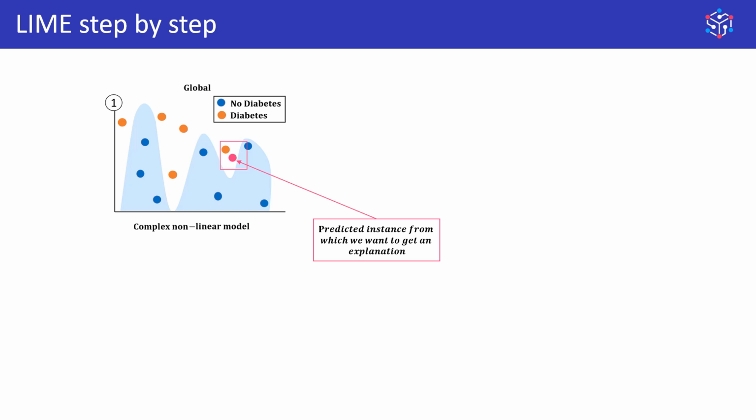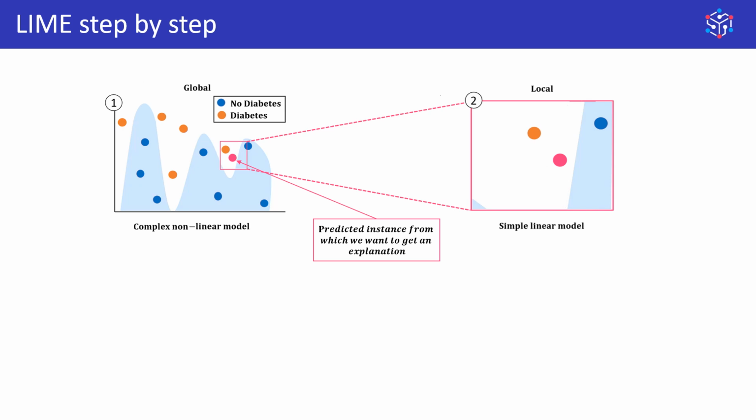How can we explain that our model predicts diabetes without peeking into the complex model we receive our predictions from? We cannot reduce the whole decision boundary to a unique explanation, that is, a global explanation. LIME's main idea is to zoom in on a neighborhood of the prediction, which leads us to step 2. Now, we can make a simpler explanation of this local region.